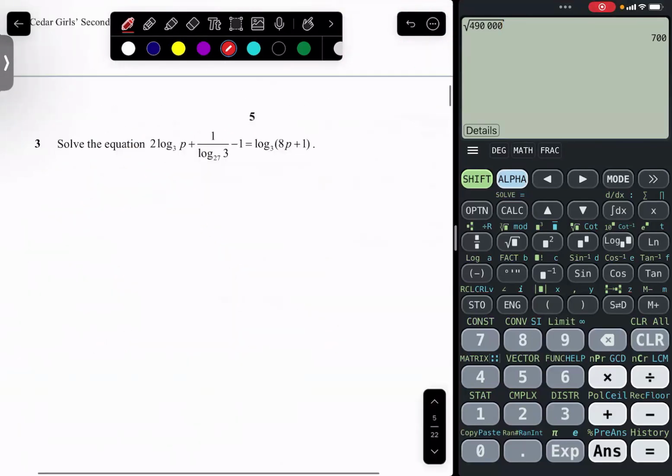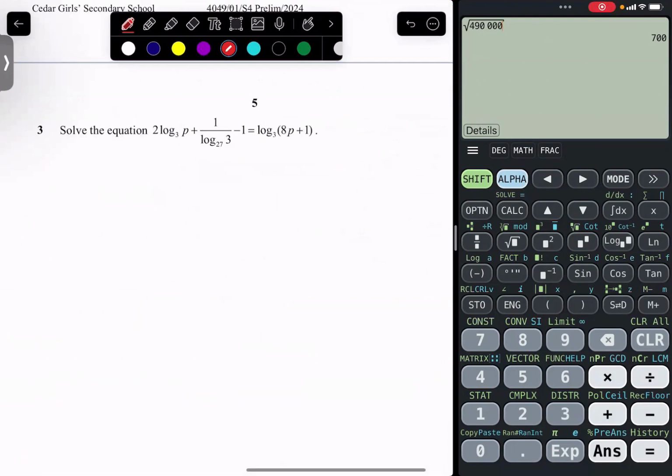Logs. Solve the equation 2 log₃(p) + 1 over log₂₇ 3 − 1 equals log₃(8p + 1). What we can notice is that it's all log 3, so there's no unknown in the base, which is a good thing. That means this question will be about cancellations of logs on both sides. The way the question is asked is pretty standard.